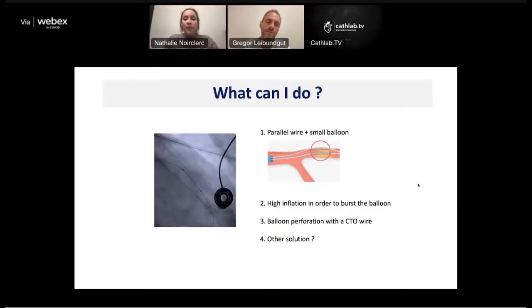So what I chose, in fact, at first, I took a parallel wire, and I tried to advance it next to the balloon. So you can go to the next slide.